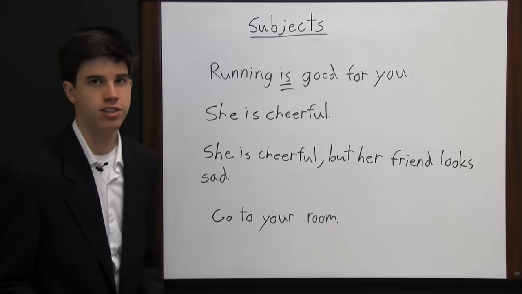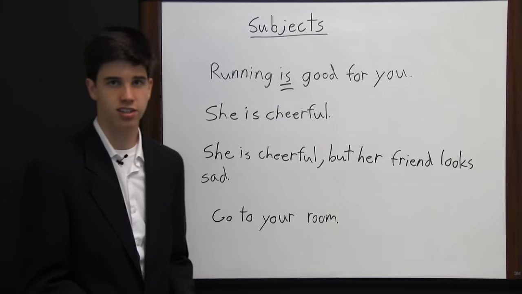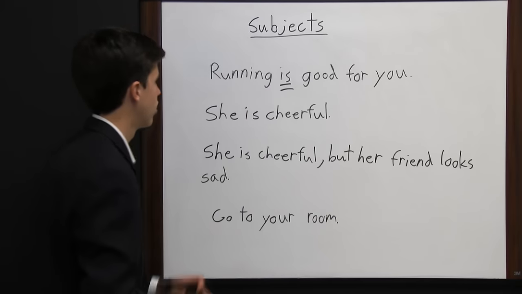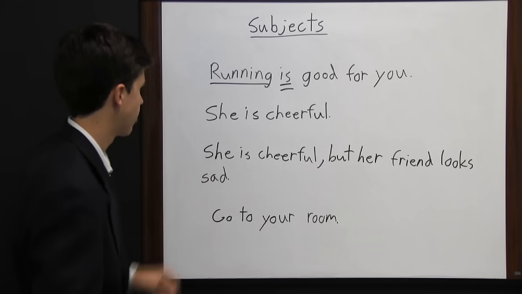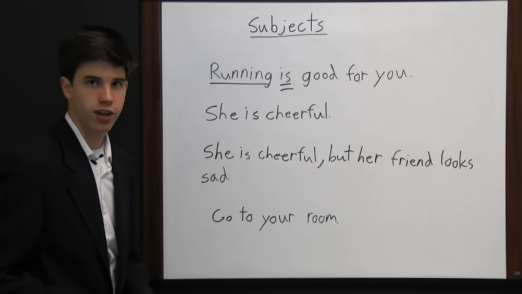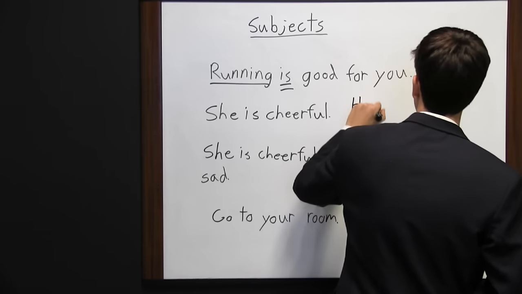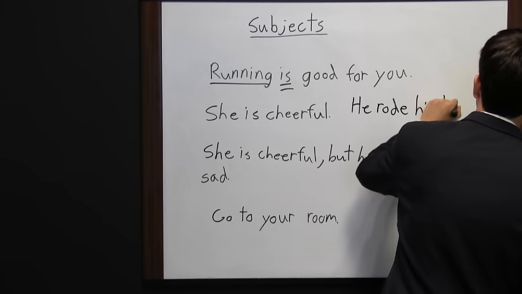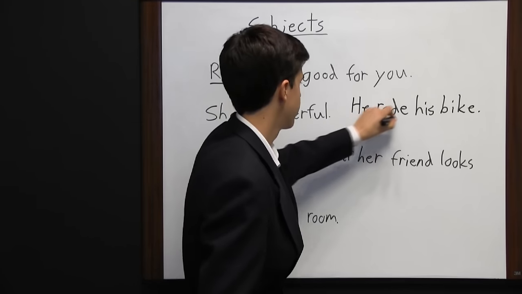Well, the way you can find the subject is it's the person or thing that's doing the action in the sentence. So what is in this sentence? Running is. So running would be the subject. Okay, so think of another example, like he rode his bike. Okay, rode is the verb here.